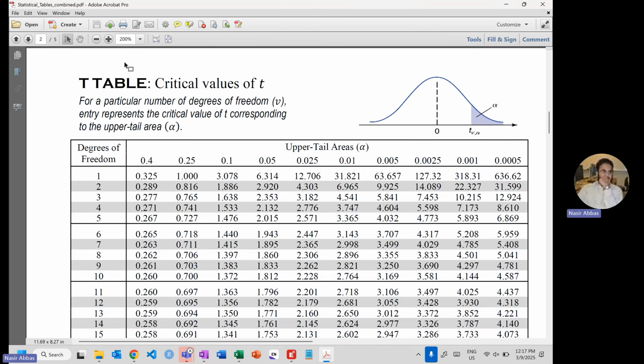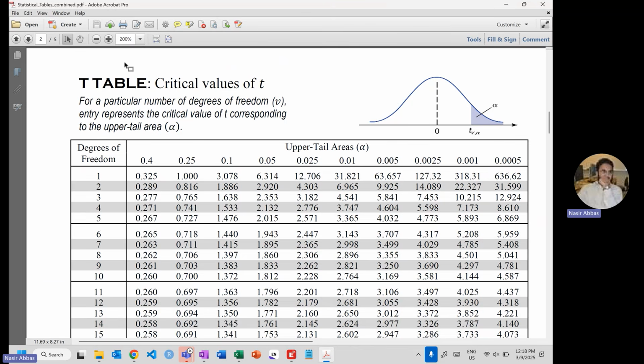Not like Z table, which was comprehensive for all the probabilities, starting with 0.0000001 all the way up to 0.99999. That was much more comprehensive than this one. Only, I think, 1, 2, 3, 4, 5, 6, 7, 8, 9, and 10 values are available for T. Then, where is the degree of freedom? First column. So for your question, what was the degree of freedom? 14. You will go into the first column and look for 14 degrees of freedom.